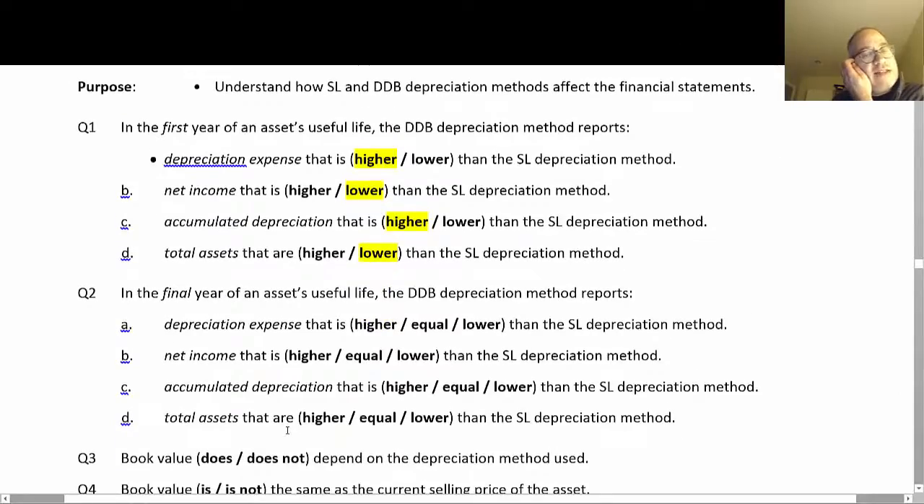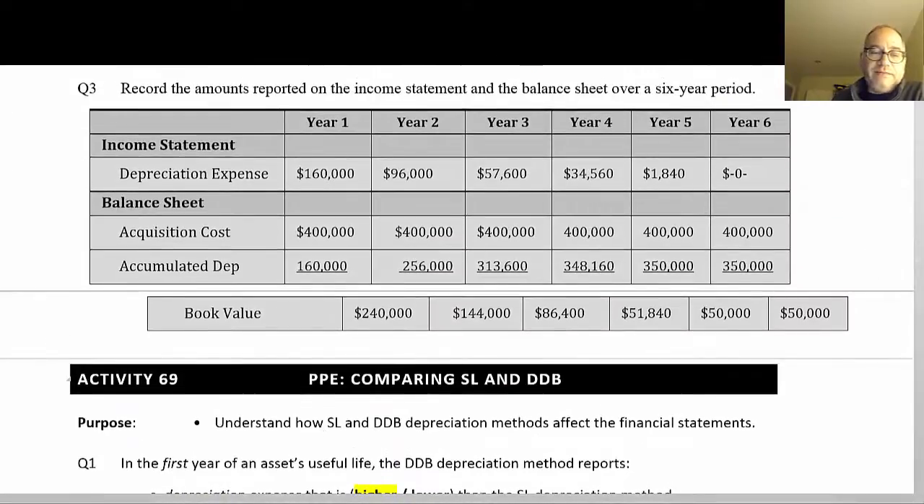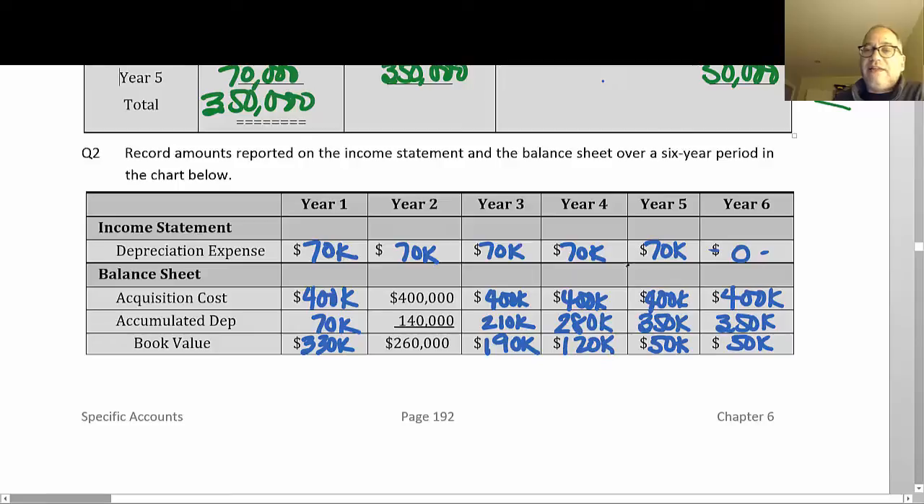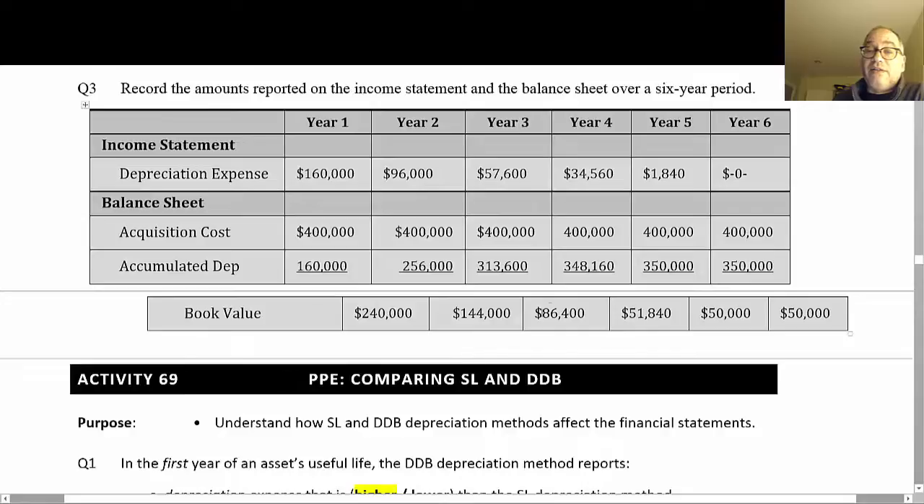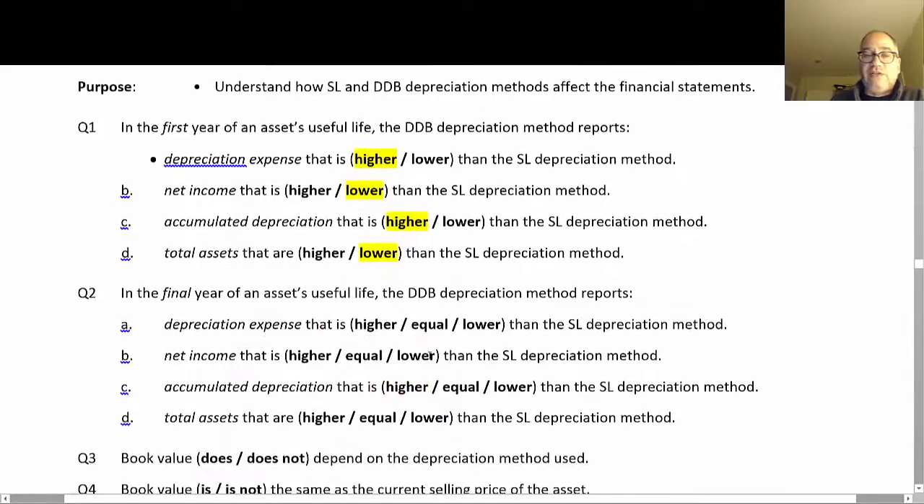Now, in the final year of an asset's useful life, and what we mean here is year 5, let's look at that. Under straight line, we had $70,000 worth of depreciation expense, accumulated depreciation was $350,000, and ending book value was $50,000. In double declining balance, the depreciation expense was only $1,840, because remember, we had depreciated almost the whole thing. There was nothing left to depreciate. Accumulated depreciation again was $350,000, and book value was $50,000. So let's answer the questions.